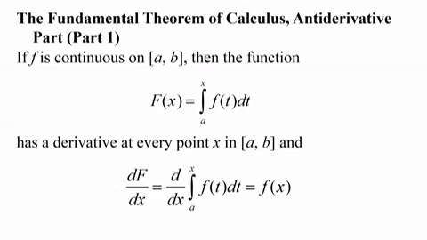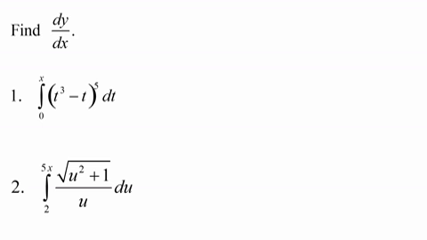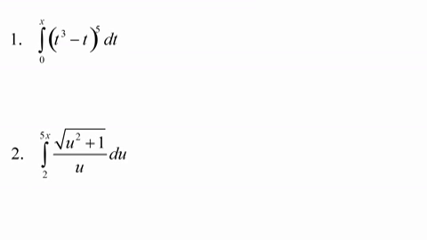Let's try this out. For this problem, we're being asked to find dy/dx for two problems. The first problem is the definite integral from 0 to x of (t cubed minus t) to the 5th power dt. And the second problem is the definite integral from 2 to 5x of the square root of u squared plus 1 over u du. So let's look at our first problem.